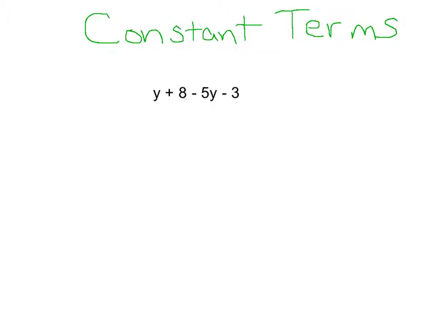And last but not least, we have our constant terms. Those are the terms that aren't combined with any variables. They're by themselves. Can you figure out what they are? Yes, that would be the 8 and the negative 3. Those are the constant terms. We can't add variables to them. We can't take variables away from them. They are just integers all by themselves. 8 and negative 3.